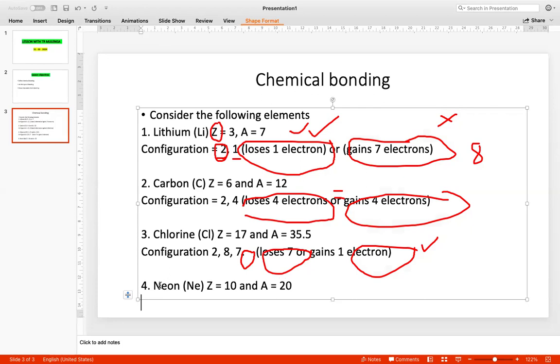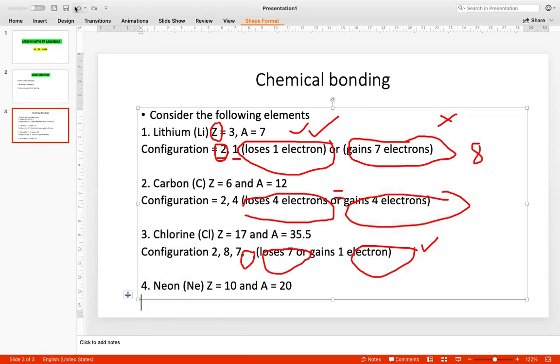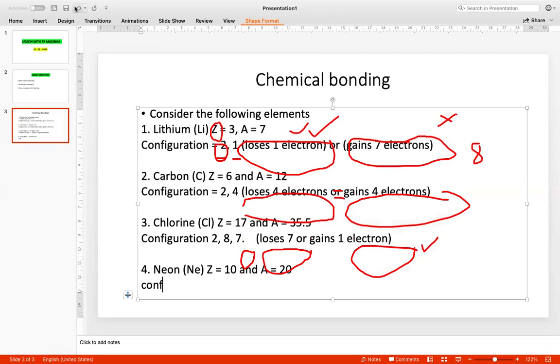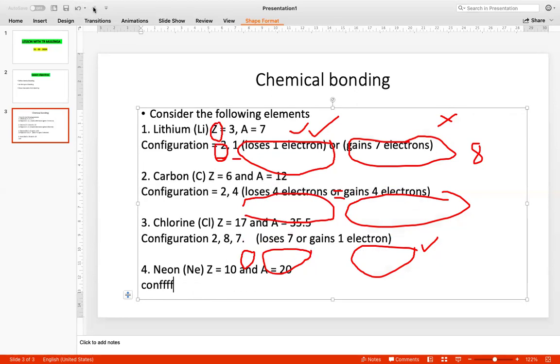Now, if we are to write the electronic configuration, how best can we do it? Let's just type it. Okay, let's go back here and do the configuration. Too bad.